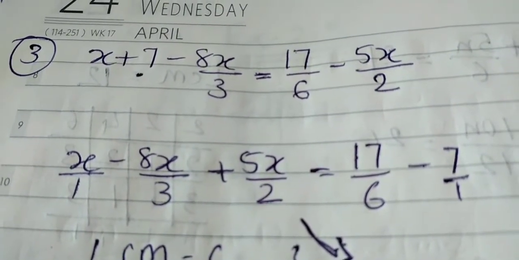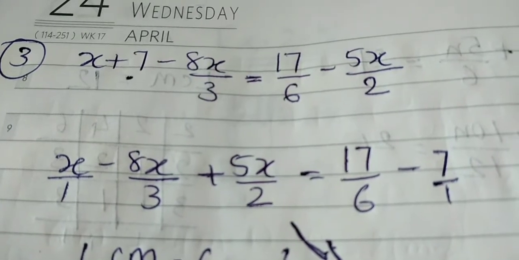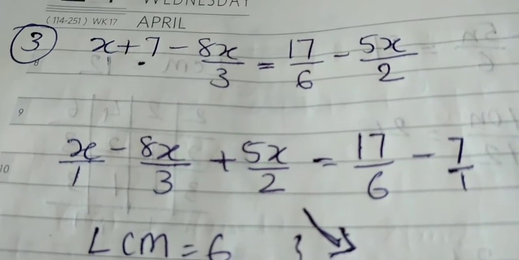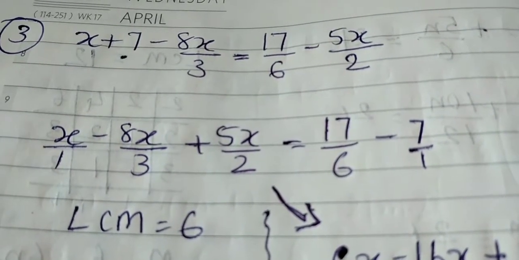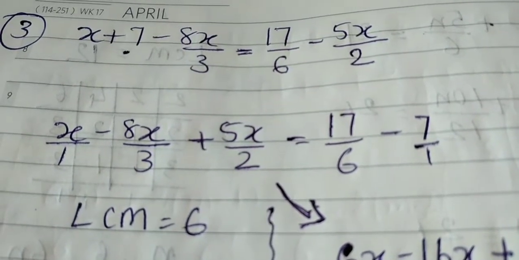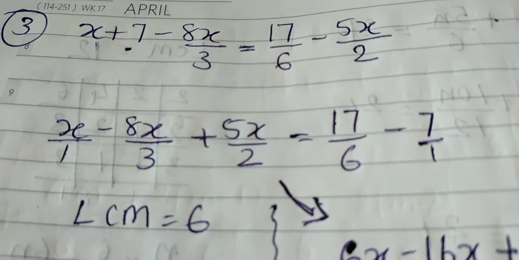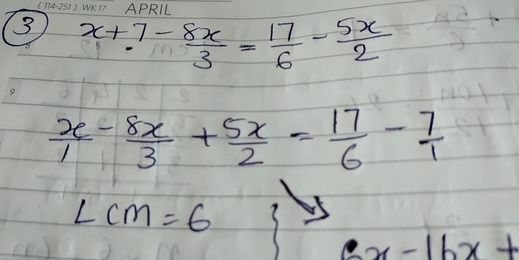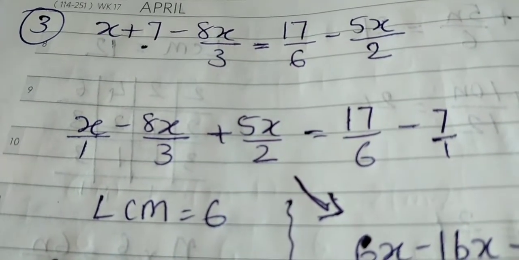You can see x plus 7 minus 8x upon 3 is equal to 17 by 6 minus 5x upon 2. Make the denominator same of all. Here you can see x doesn't have any denominator and 7 doesn't have any denominator. Here I have to put 1, why? Because the other constant number and the variables have denominators. So below x I have put 1 and below 7 I have taken 1.